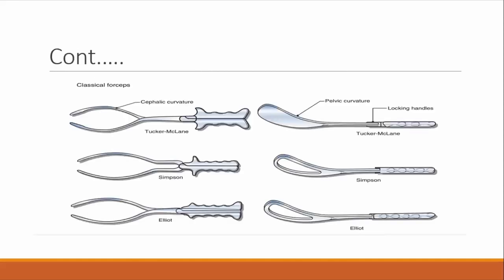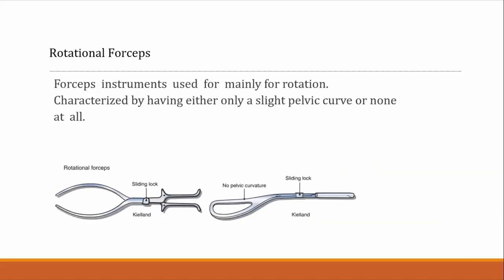Normally, what we commonly have in our work is Simpson's forceps for traction. You can see it's the second on the left. Both branches are attached with an English lock, and it has an equal pelvic curvature and cephalic curvature.